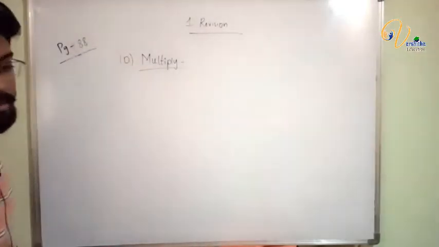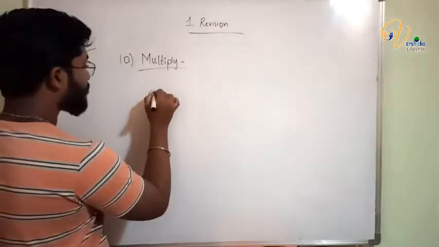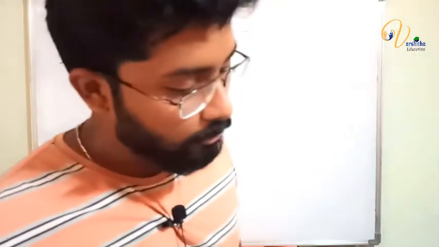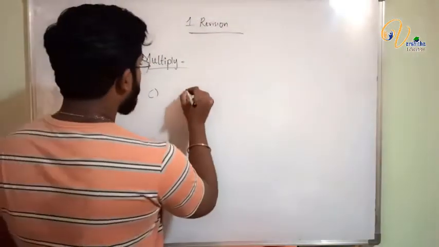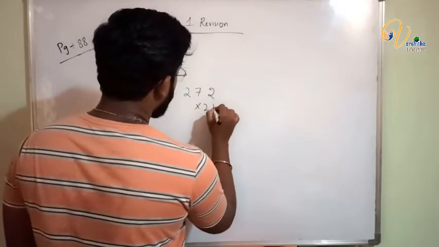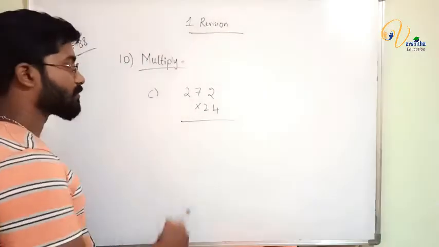B is completed. So next one, what is the next one? C. 272 into 24. Now let us do this.